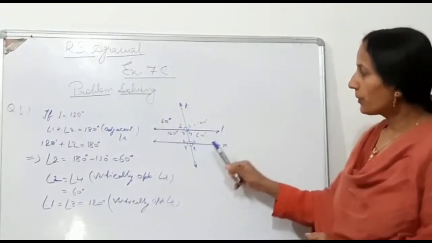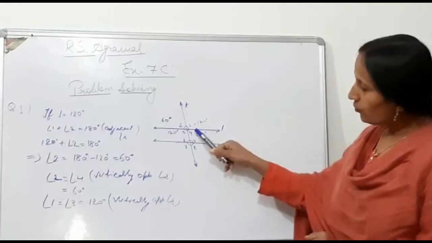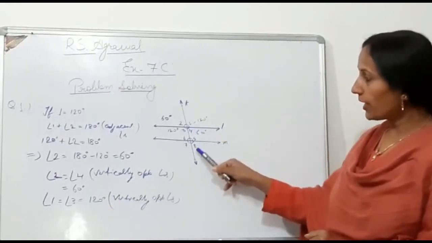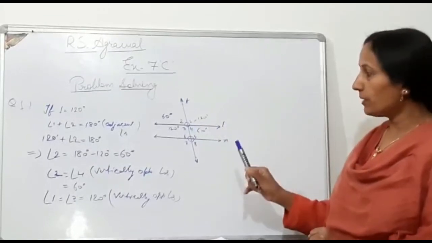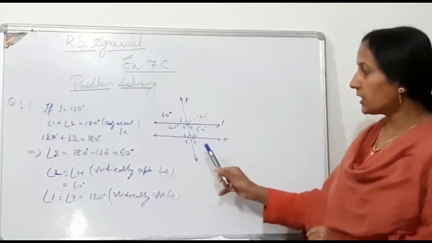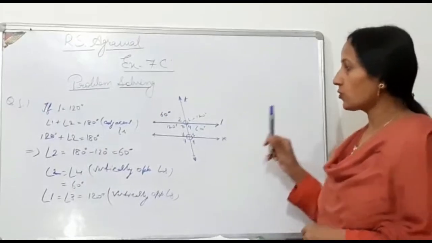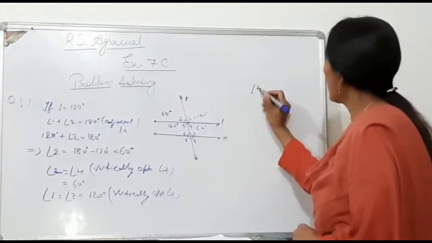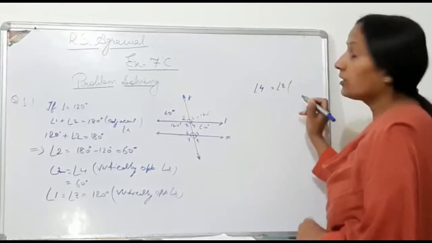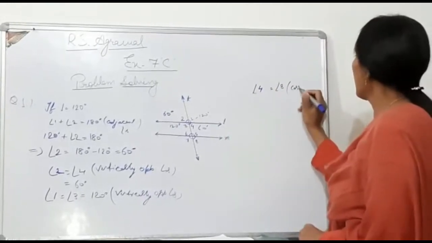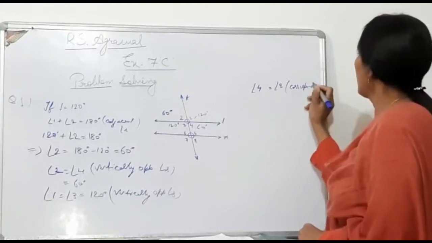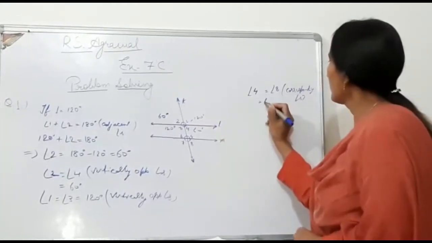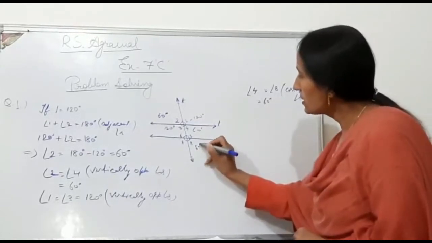Now you see here angle 4 is equal to angle 8 because these lines are parallel lines. So angle 4 and angle 8 are corresponding angles, so both will be equal. So angle 4 is 60 degree, then angle 8 will be also 60 degree. So we can write here angle 4 is equal to angle 8, corresponding angles is equal to 60 degree. So here it is 60 degree.